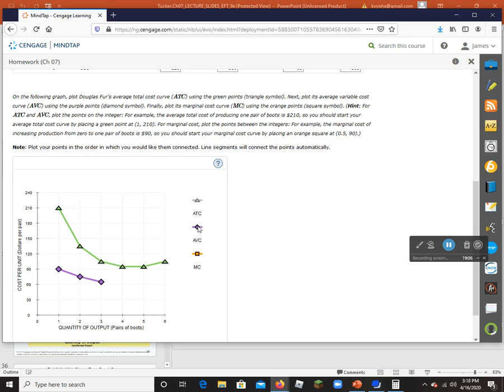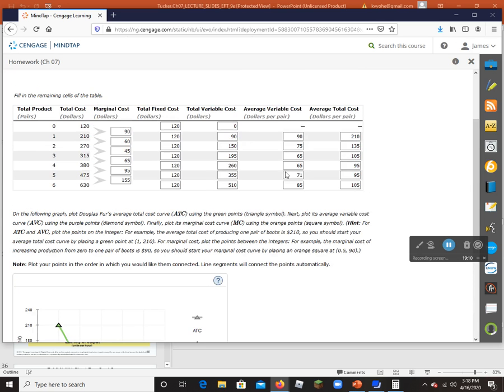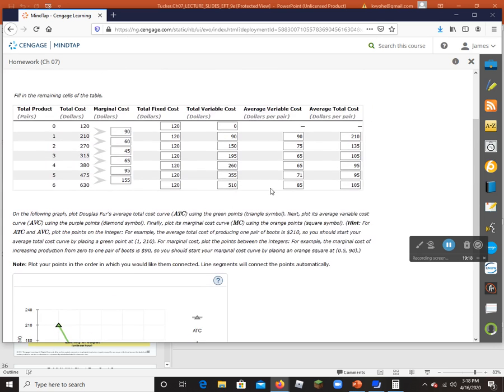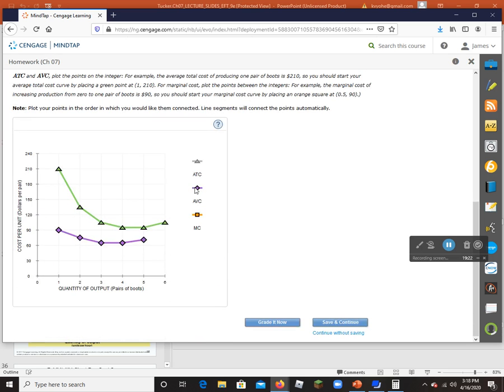Same thing here. 4 units, it was 65, we know that. For 5 units, average variable costs are 71. 6 units of output, average variable costs are 85. And you can see, as output increases, average variable cost, the purple curve, gets closer and closer to the average total cost curve without touching it.